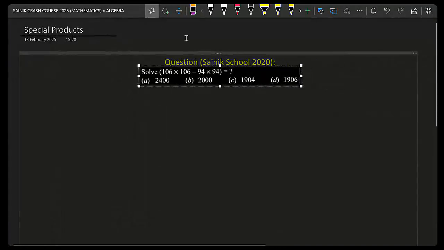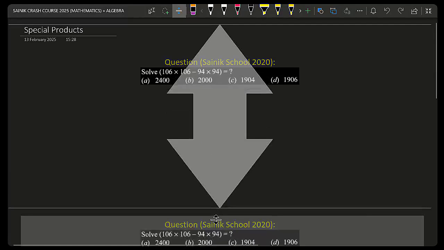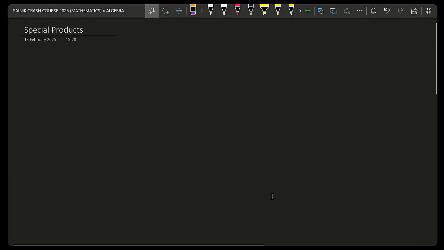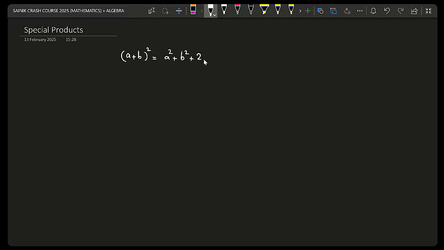Before we solve the examples, let us revise all the special products once again. How to multiply polynomials we discussed already. Using the multiplication of polynomial rules, we can find all this. (a plus b) whole square you can remember as a square plus b square plus 2ab. (a minus b) whole square will be a square plus b square minus 2ab. (a plus b) multiplied by (a minus b) is going to be a square minus b square.